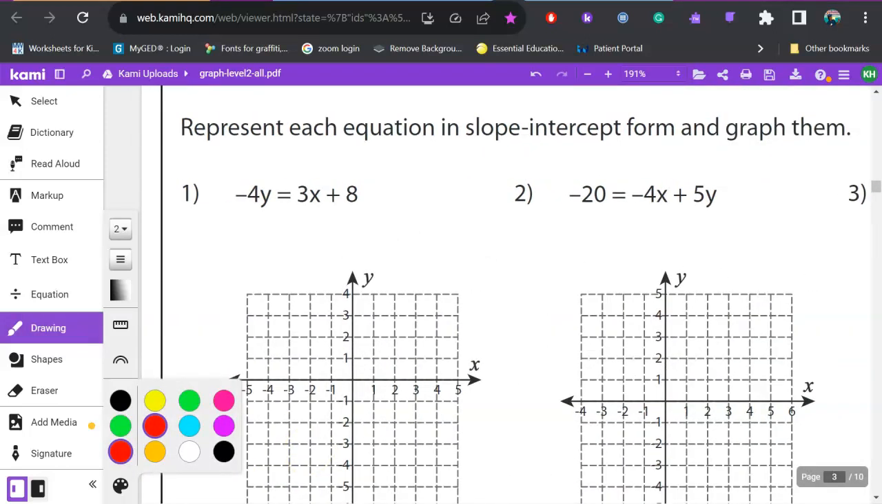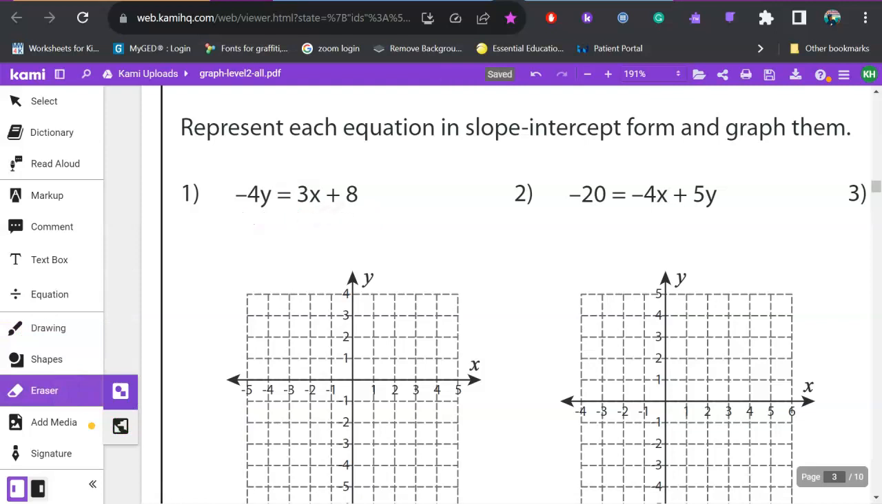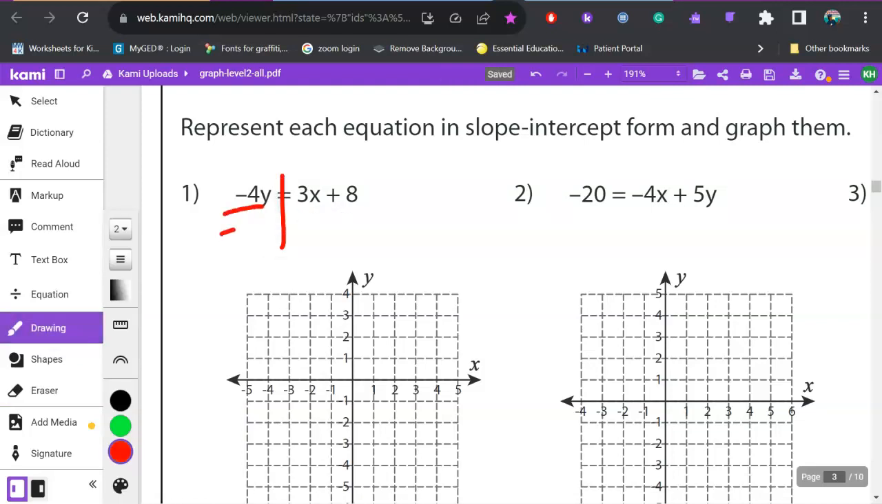Taking a look at number 1. All right. We're going to draw our line. Oh, look. y is the only thing that's here. Here's your mx plus b. But you know you got to get rid of that -4. How are we going to get rid of that -4? That's right. Divide by -4 everywhere.